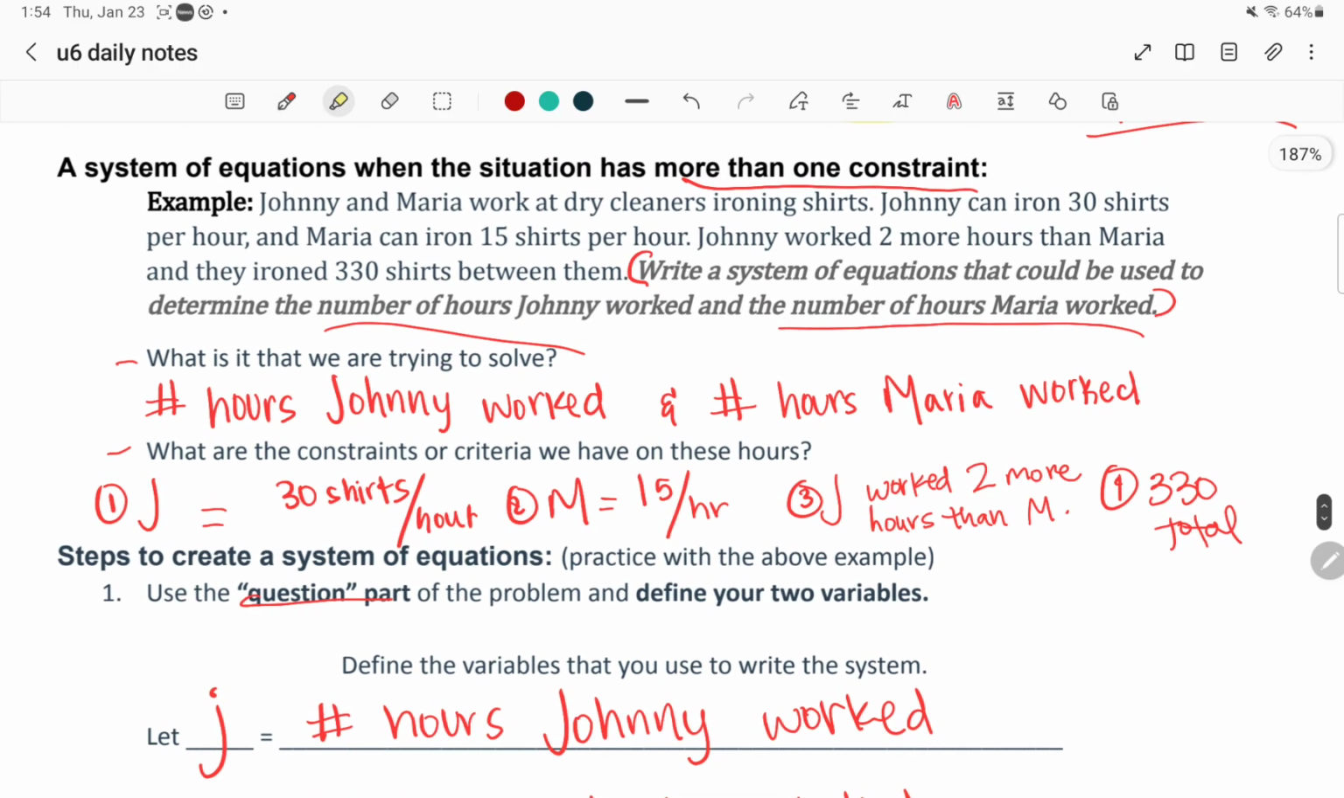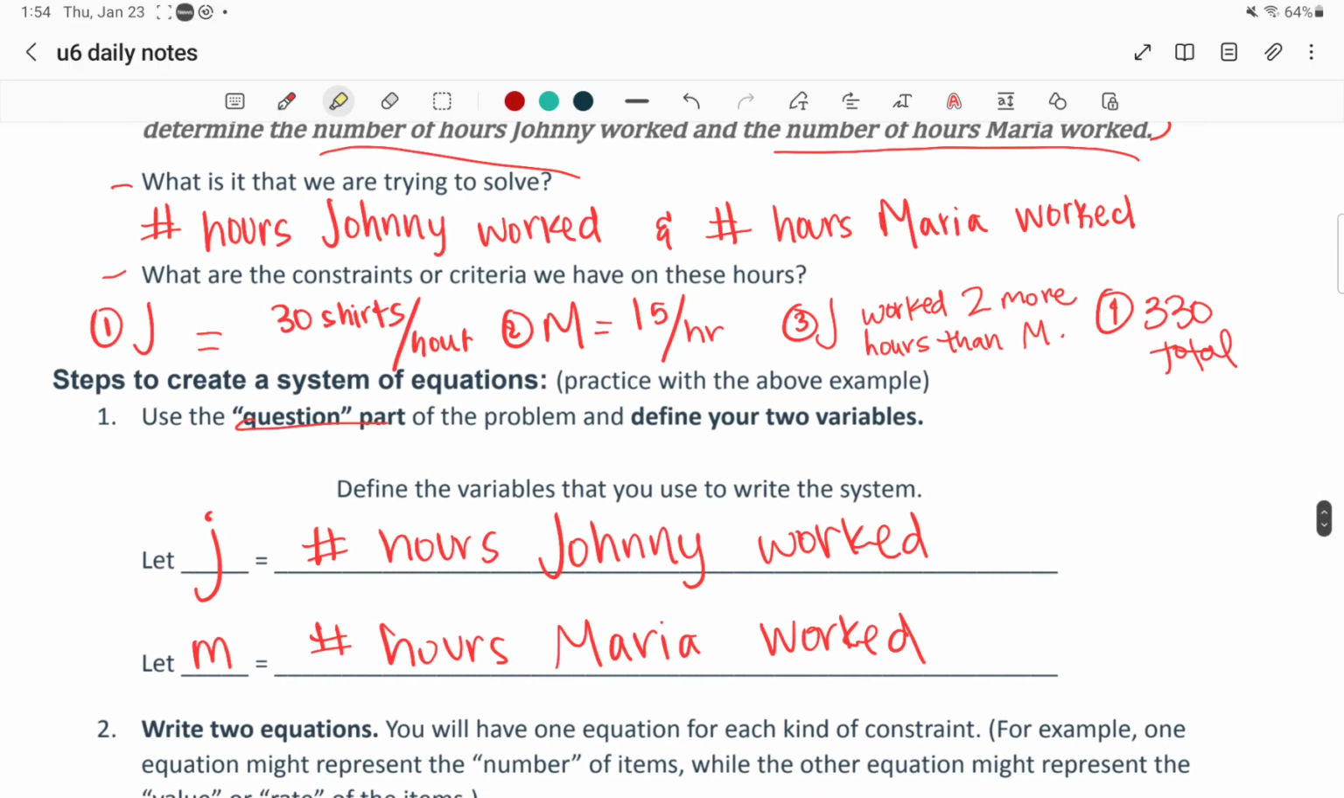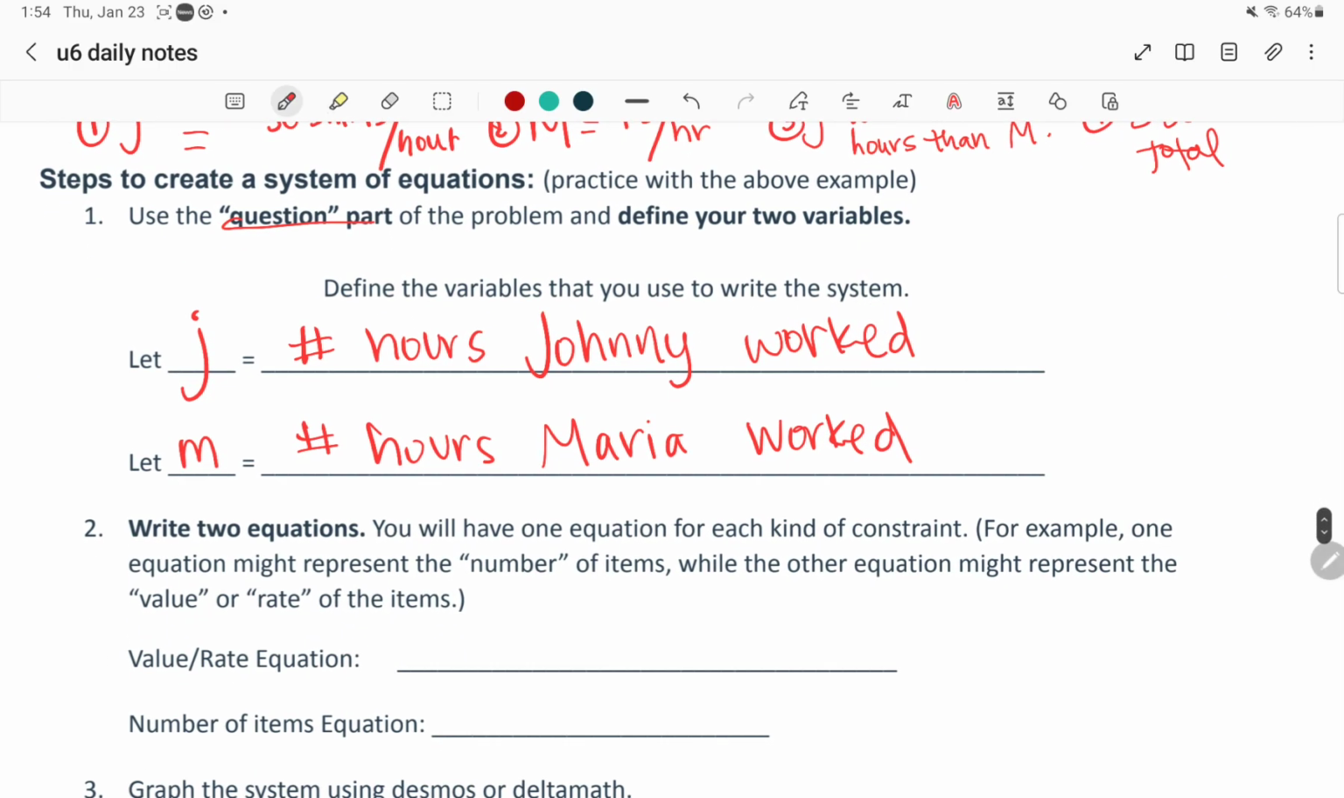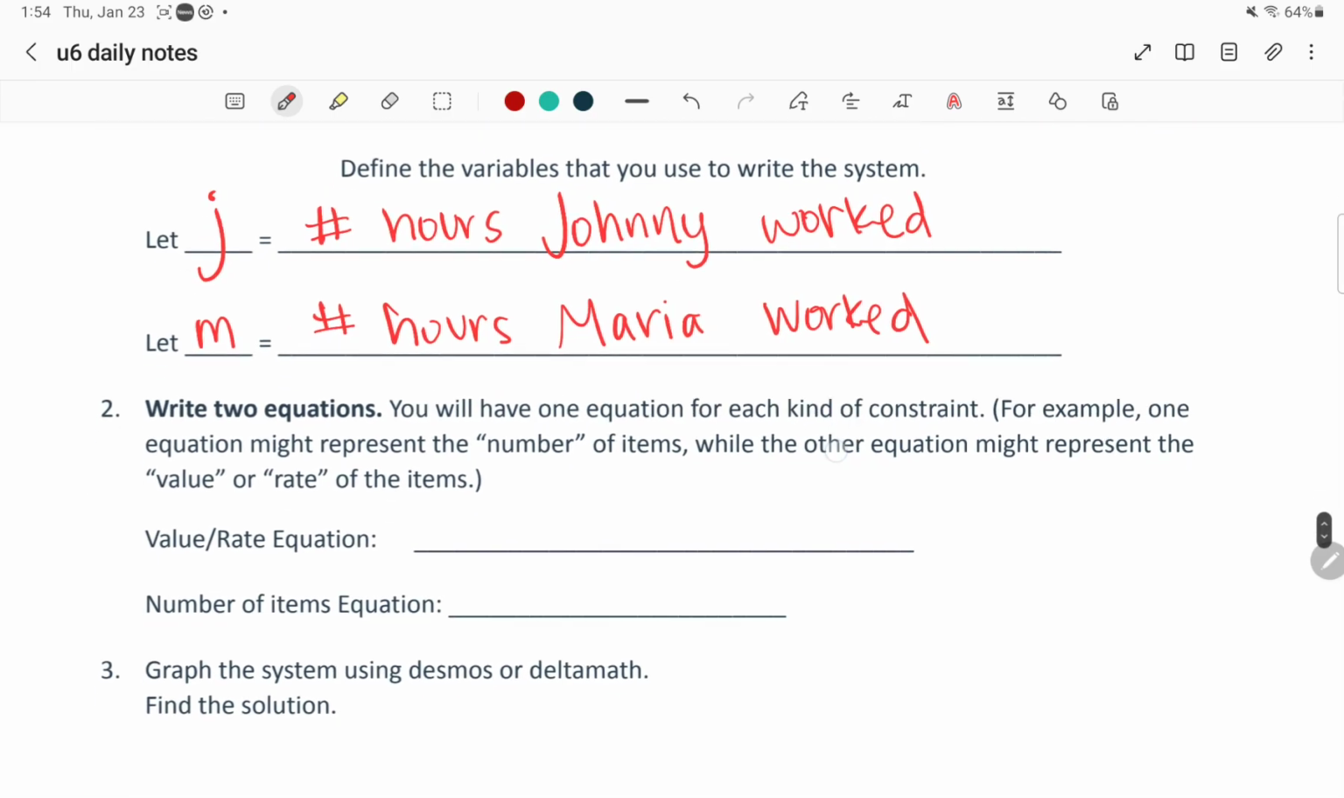Notice in my problem, I had 15 shirts, 30 shirts, 330 shirts. I had 3 things that went along with shirts. That's my item. So those things are all going to go together. When in doubt, keep like things together. That's my number of items equation. That's typically the easiest one to find. So we're going to put our hint over here: keep like things together.